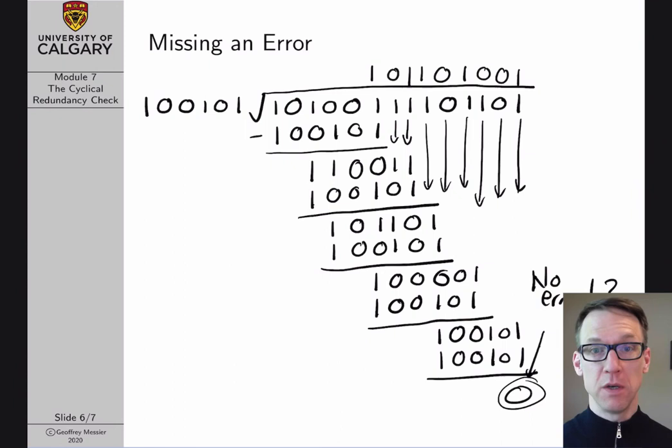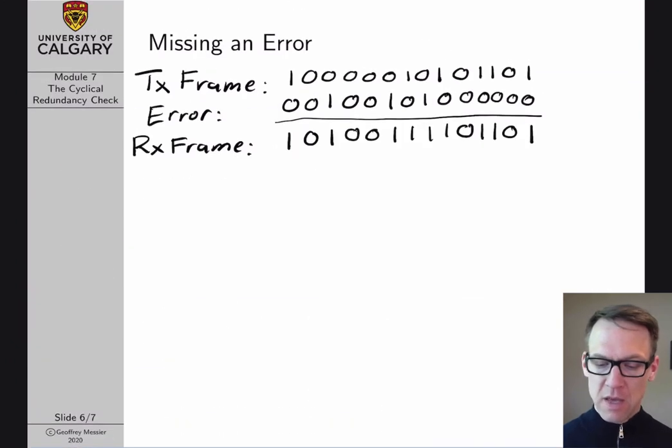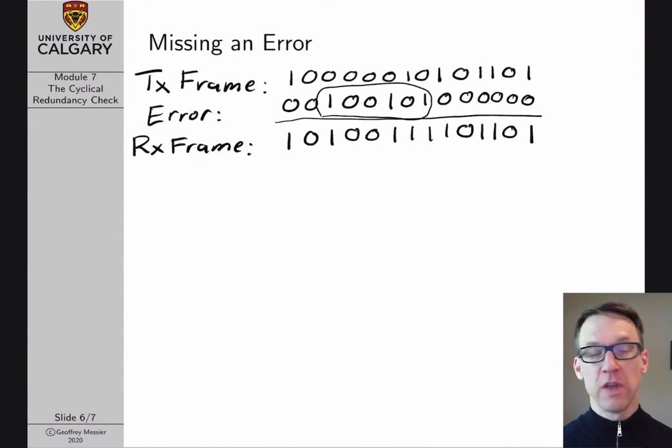But wait, we know that there is an error. So what happened? Well, this particular error pattern was missed by our generator polynomial, and you'll remember that the whole nature of CRC error detection is dependent on this notion of the frame being evenly divisible by the generator polynomial. And if you look back, you'll see that our error pattern actually was a shifted version of the generator polynomial. And of course, the generator polynomial is divisible by itself.